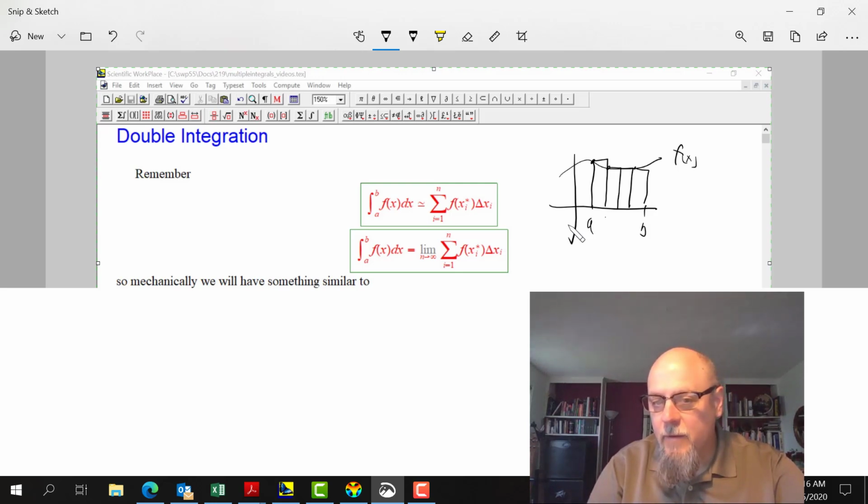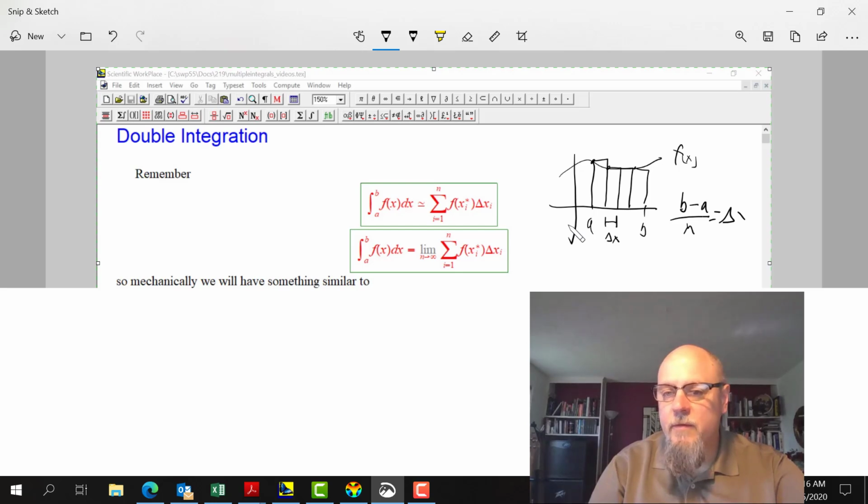Our delta x then was the width of the rectangles, and we usually got that by taking the interval length and dividing by the number of rectangles. We had a constant width of rectangles. And this f of x star, so we're trying to get the area of one of these rectangles. That would be the width, delta x, times the height. And the height of each rectangle, we chose where to evaluate the height. So this is our f of x star. X star just means special x.